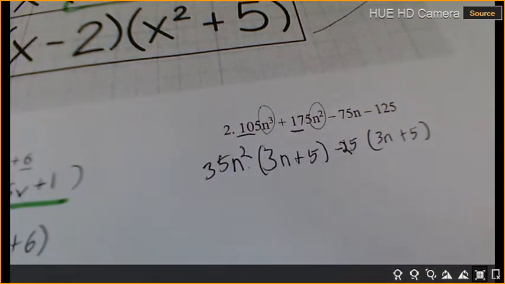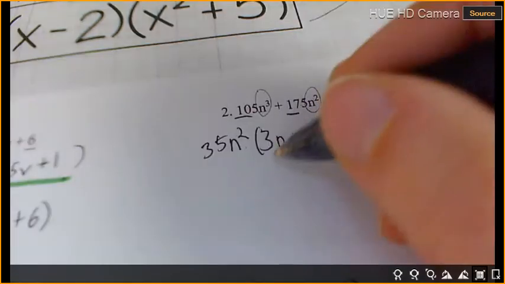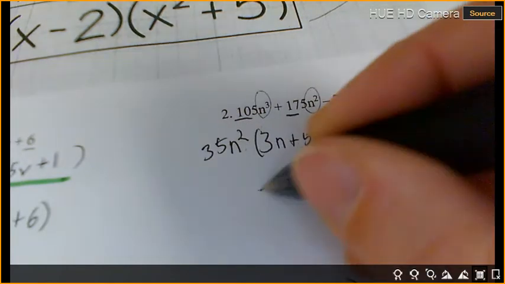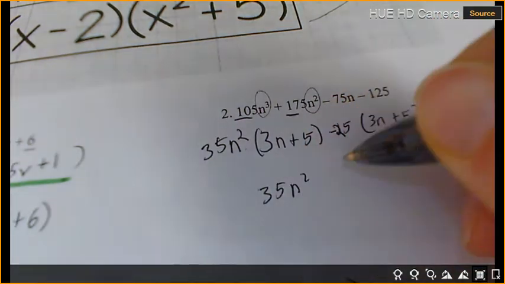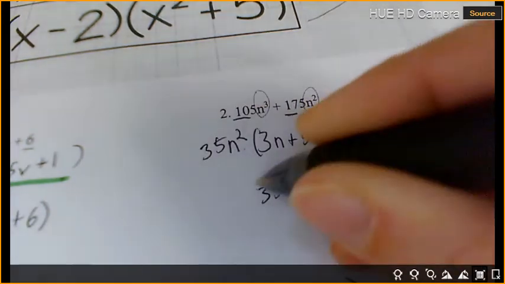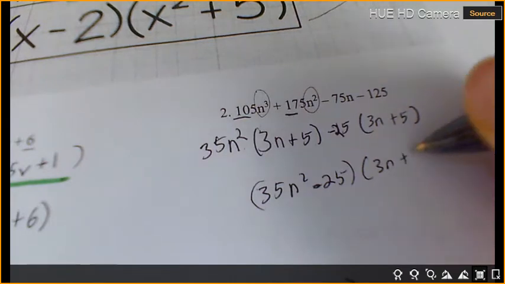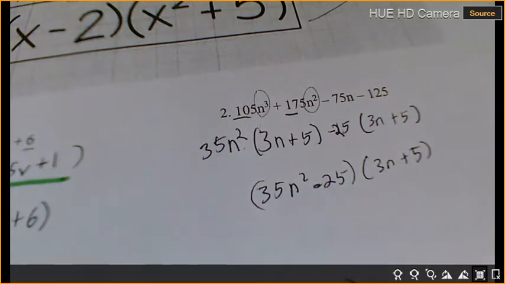25. Okay. Somebody tell me from here, how do I set up my final answer? You can do 35 n squared, and then you put minus 25, and then you put 3n plus 15. 3n plus 5. That looks like 15. This looks like a 5 to me right there. Okay. That's 5.